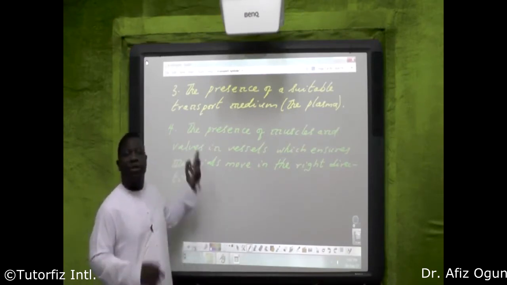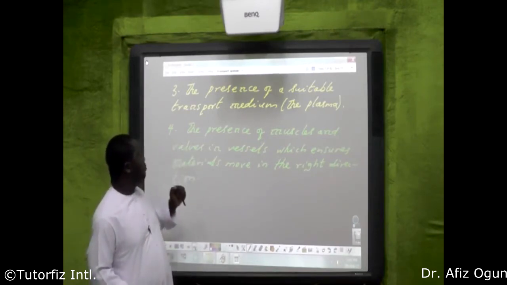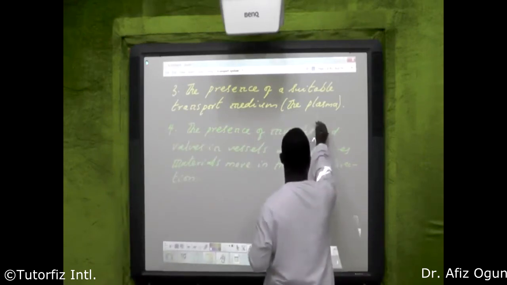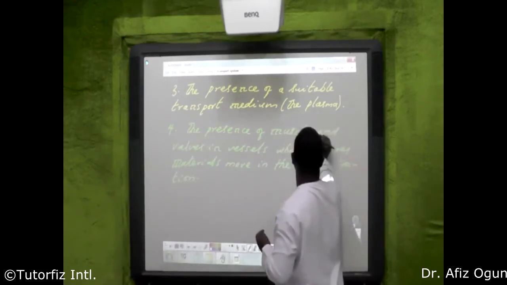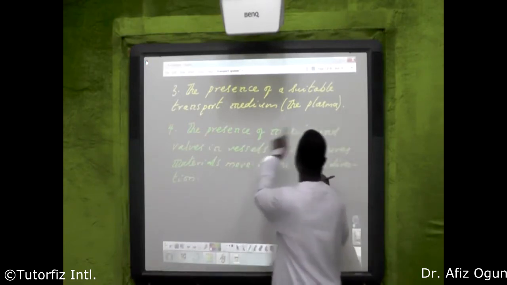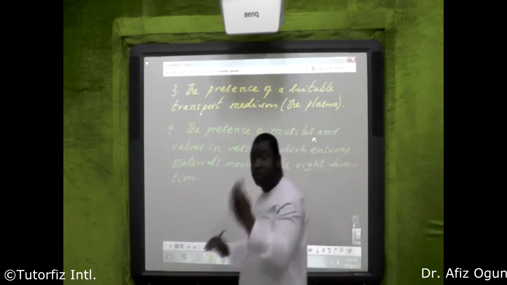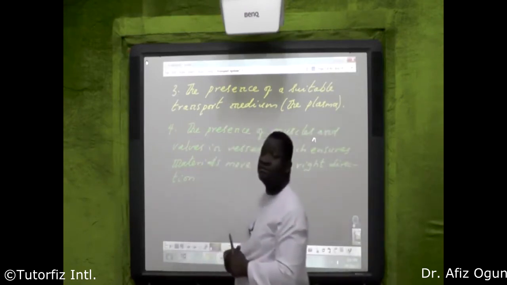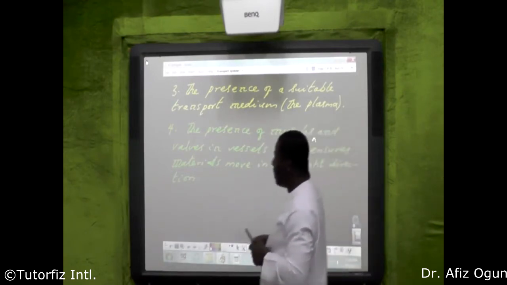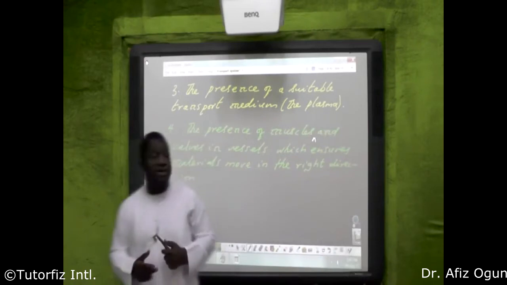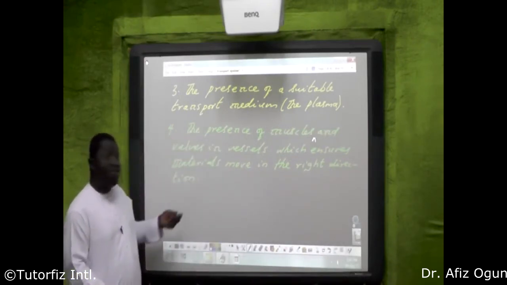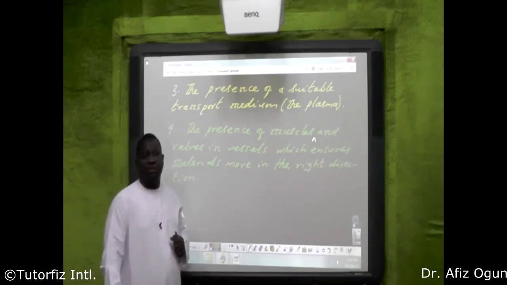So the presence of muscles and valves. Muscles in your leg, in the extremities, and valves in the vessels. I'm not saying just muscles in vessels; muscles in your legs, and valves in some of the vessels, the veins, which help the material move in the right direction. These are the features of the mass transport system.